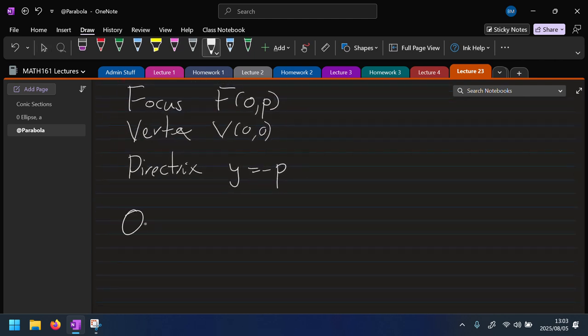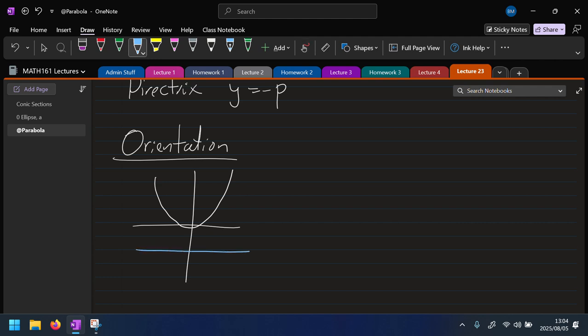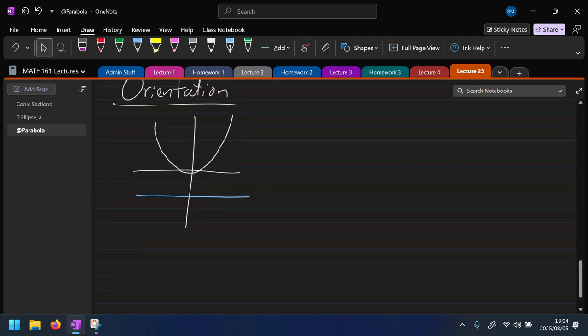Okay, and then just a quick note on the orientation. Like I said earlier, you can have the vertical ones and the horizontal ones. So we end up with 4 cases. It could be facing up, facing down, facing left, facing right. So we'll just do a quick summary of all the orientations. The first one, facing up, will look something like this. It's going to be facing up, and the directrix line will be underneath, like what we had earlier. Let's put that in blue. So that is case 1.